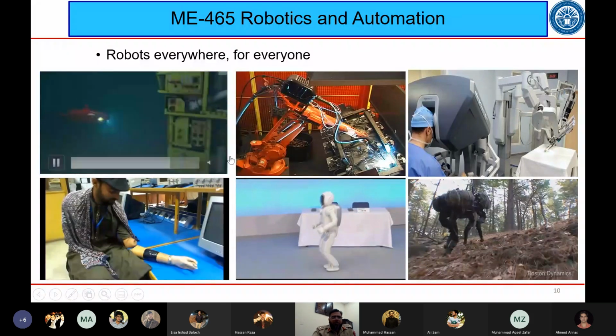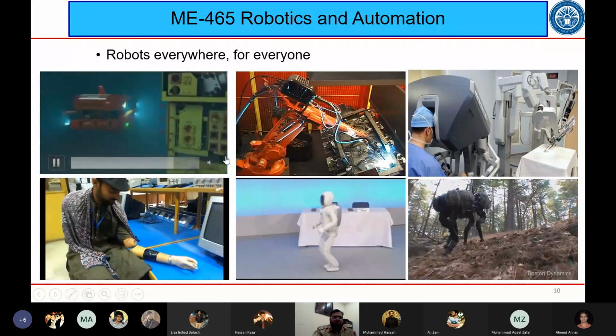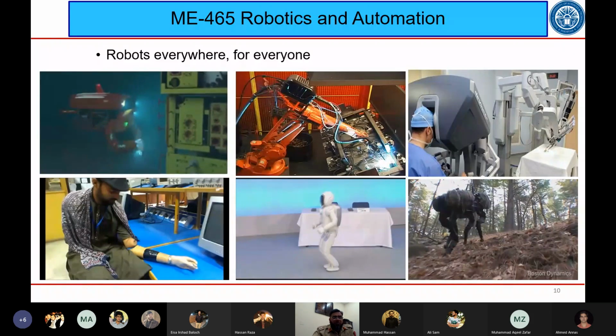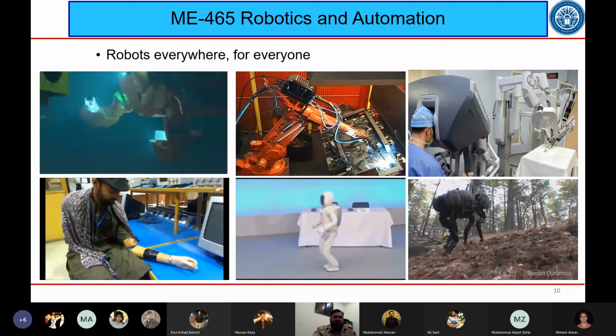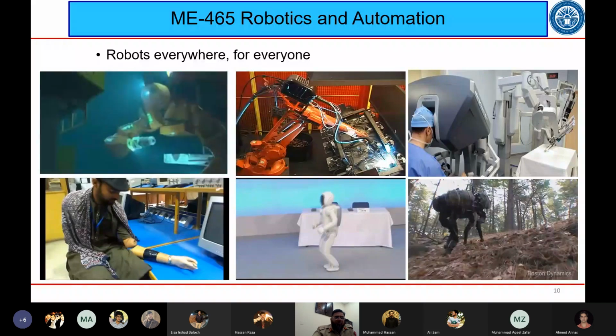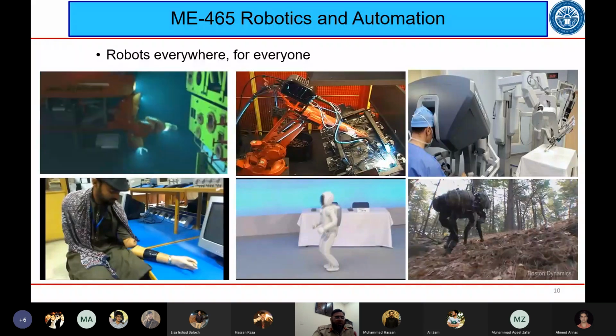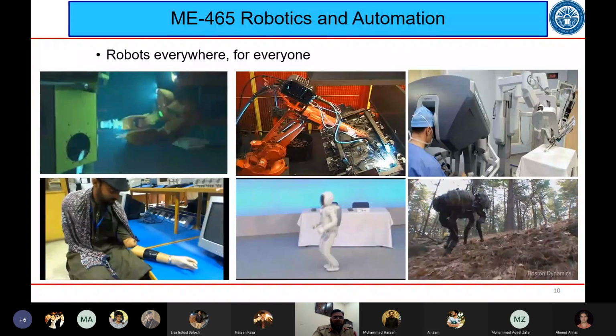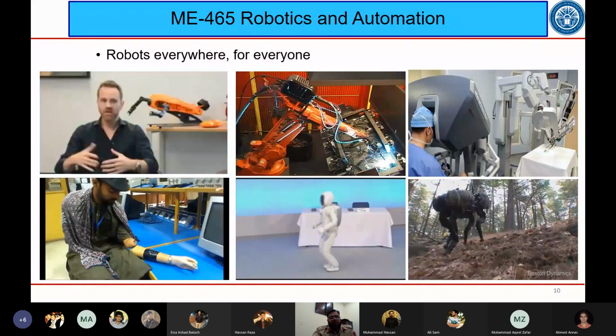If you see on the top left of your screen, this is an underwater robot. It is operating underwater. It can be autonomous or remotely controlled. Maybe this is a robot carrying out the repair of equipment which is underwater. There can be many other applications, or a robot can go underwater and send you pictures and videos which can be helpful for you.